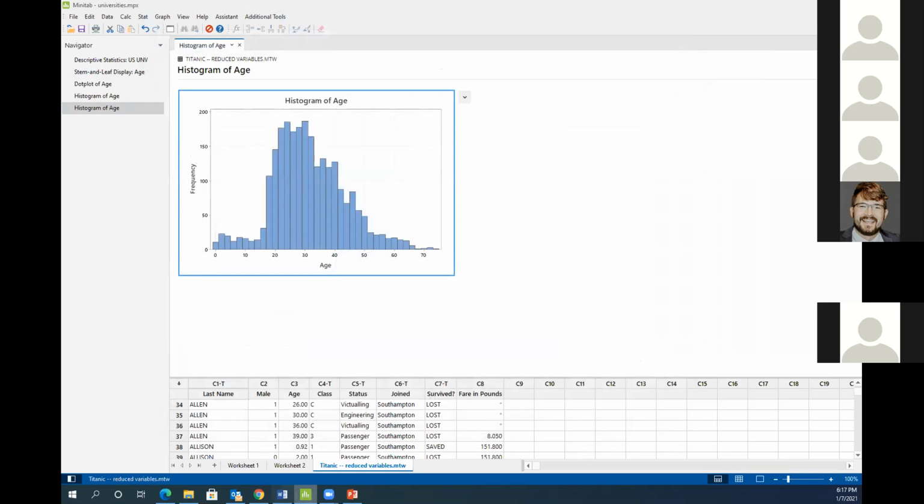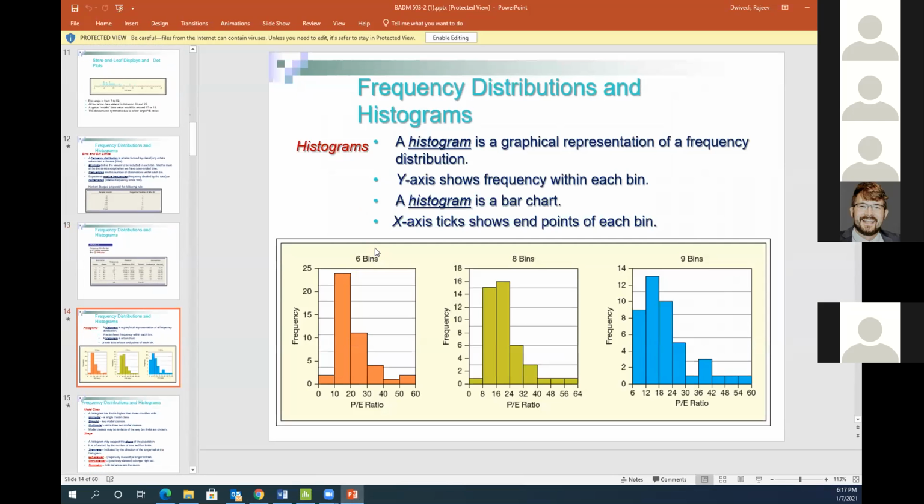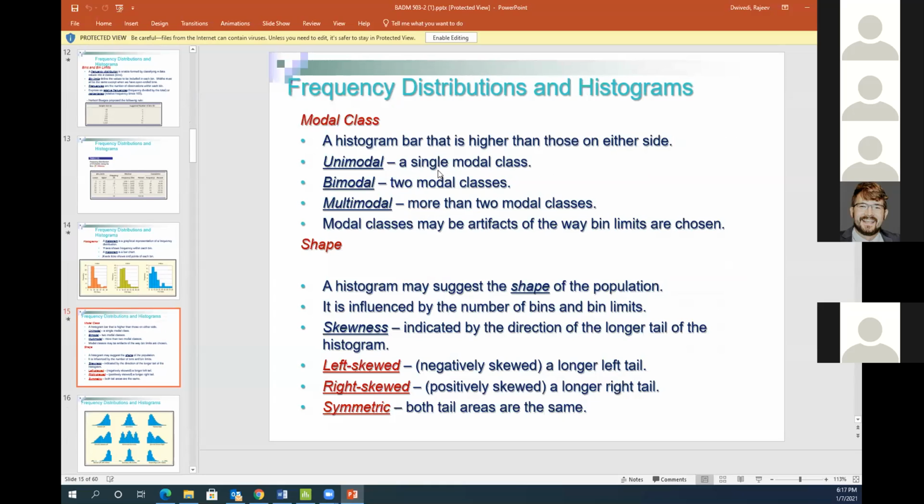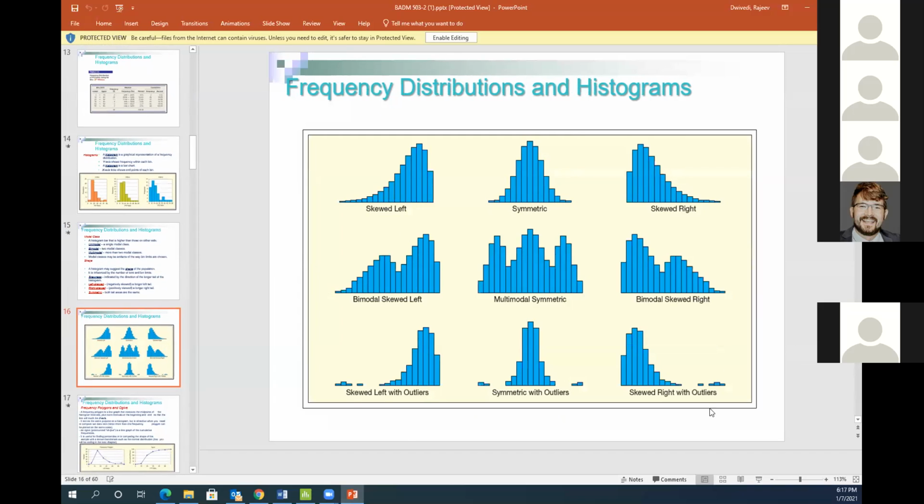And after this, the histogram. The rest you have already seen. A histogram can take different shapes: it can be unimodal, bimodal, multimodal, and these are all the possible types. Left skewed is the one which has a tail towards the left side. Unimodal means you can see only one mode there.